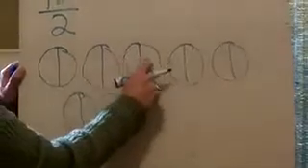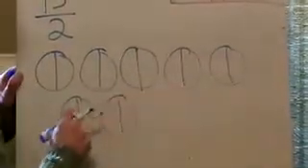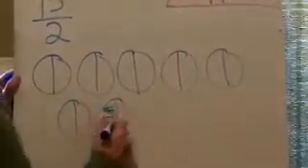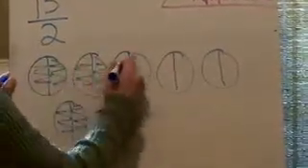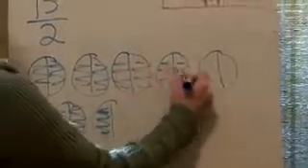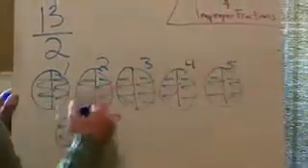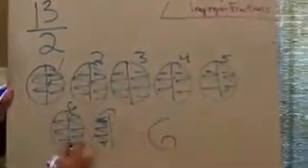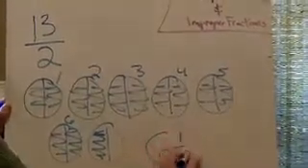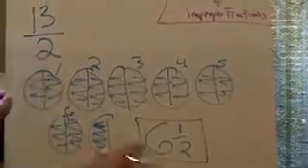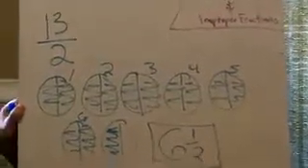Let's see how many I have so far. 1, 2, 3, 4, 5, 6, 7, 8, 9, 10, 11, 12, 13. So this is what I've got. I color in those 13 halves. And I figure out that that is 1, 2, 3, 4, 5, 6 wholes with 1/2 left over. So this is how you change 13/2 to 6 1/2.